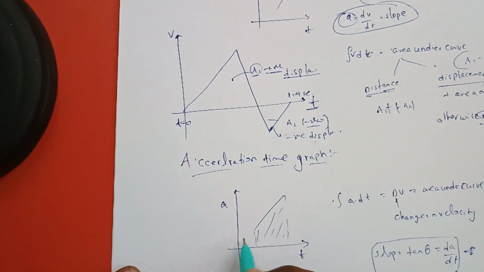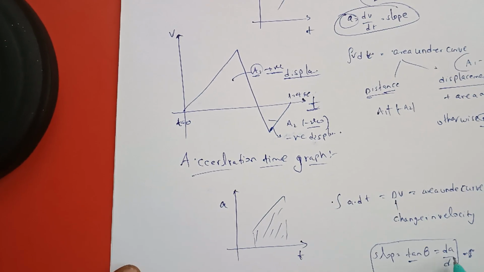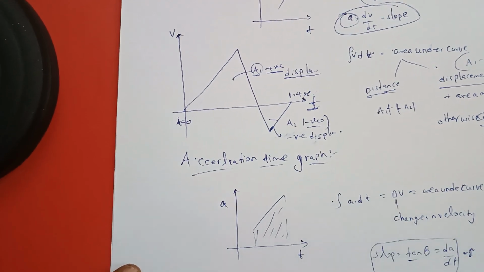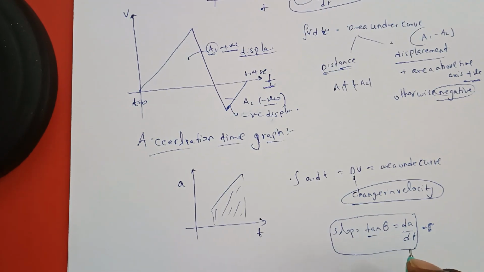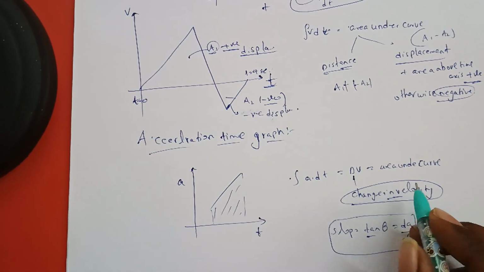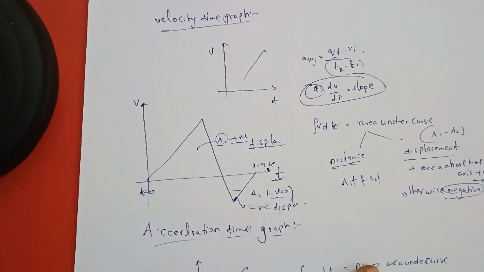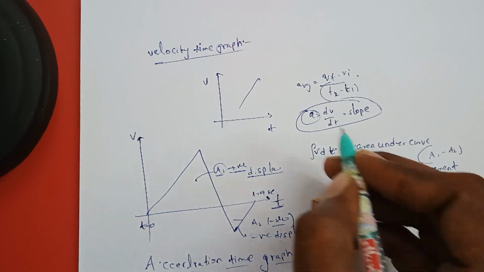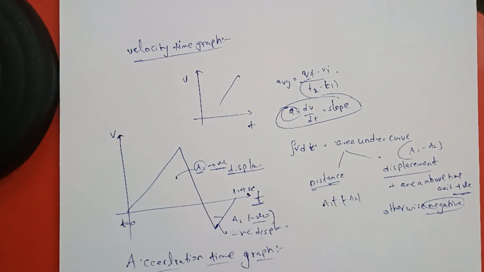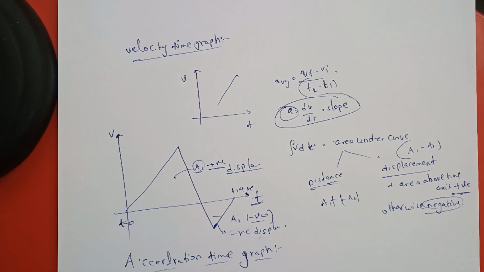Acceleration time graph: in the acceleration time graph, the slope gives tan theta is equal to d acceleration by d time. Area of the acceleration time graph gives change in velocity. Area under the curve is the change in velocity. This velocity time graph is very important because it has been asked many times in previous years. This time is also possible.